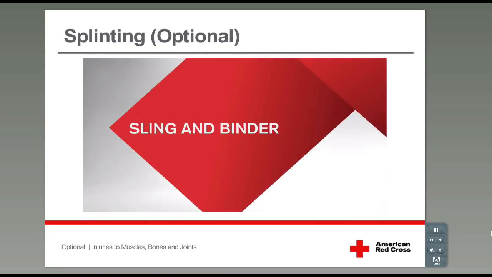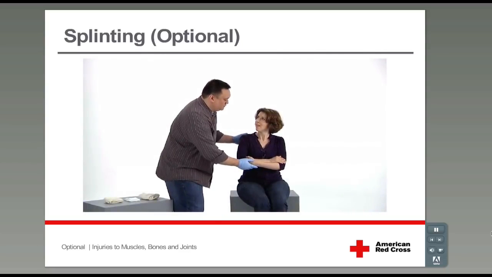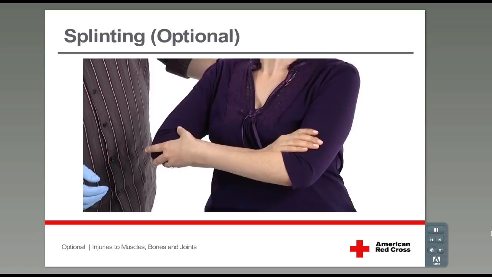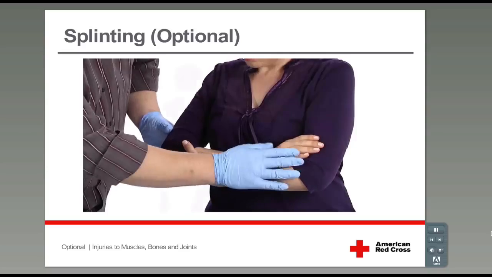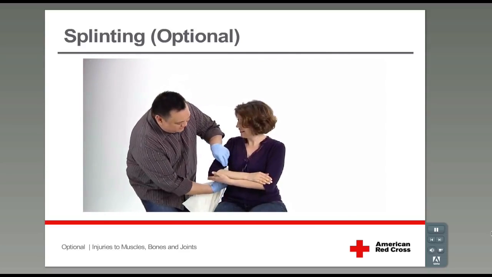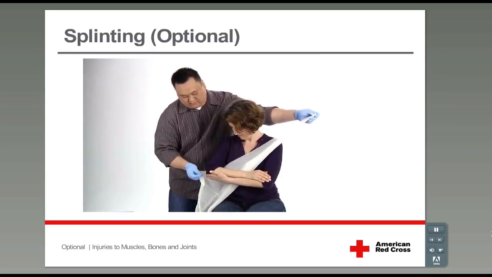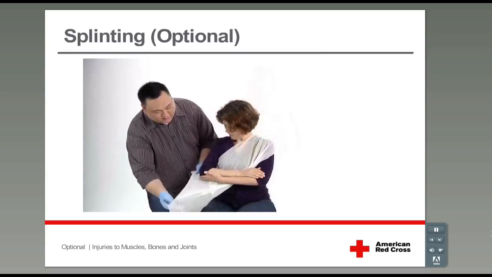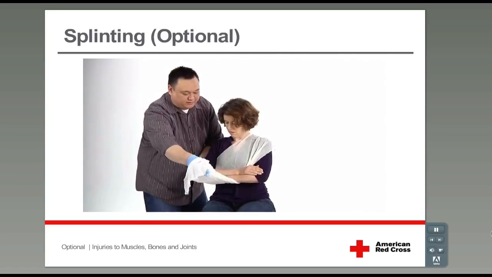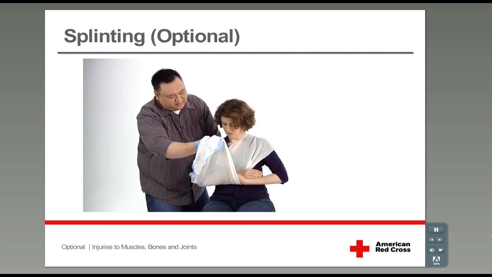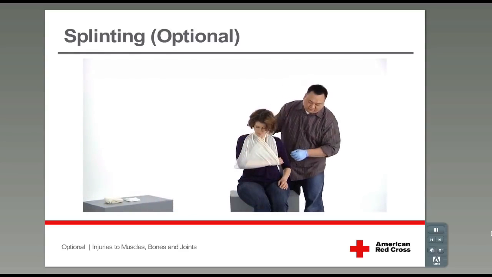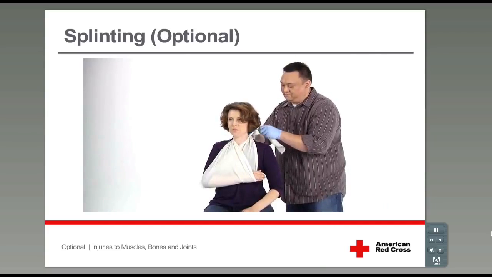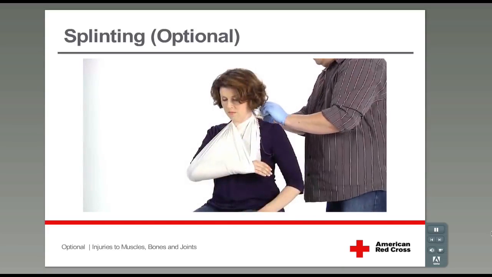A sling and binder can be used to immobilize injured arms and shoulders. Support the arm above and below the site of the injury. Check beyond the injured area for feeling, warmth, and color. Thread one end of a triangular bandage under the injured arm and over the uninjured shoulder to form a sling. Tie the ends of the sling together at the side of the person's neck. Pad the knot for comfort.